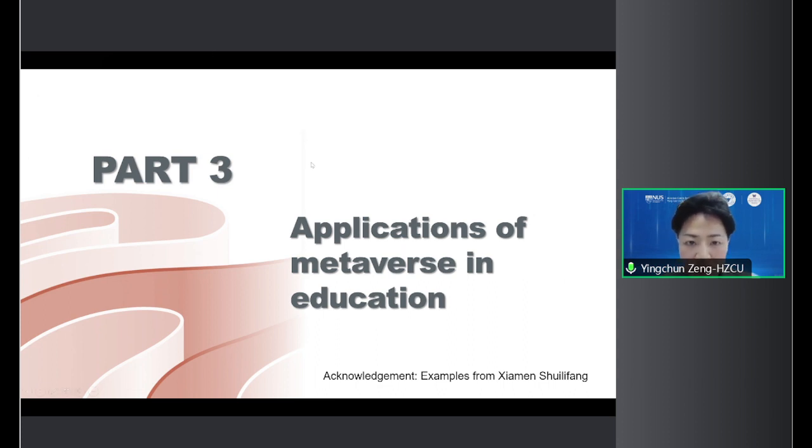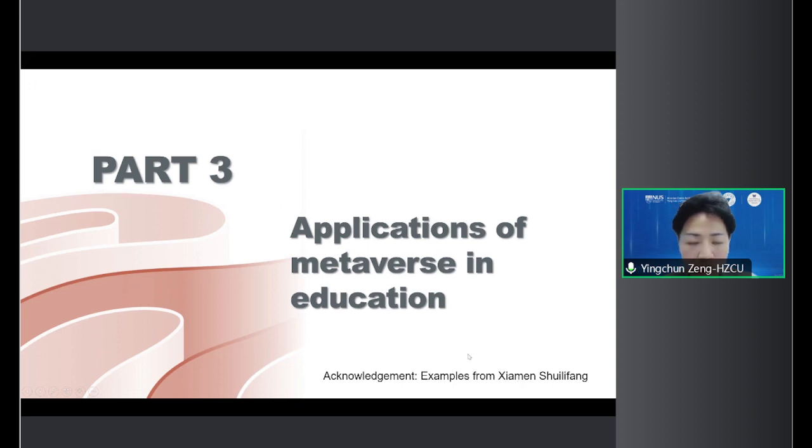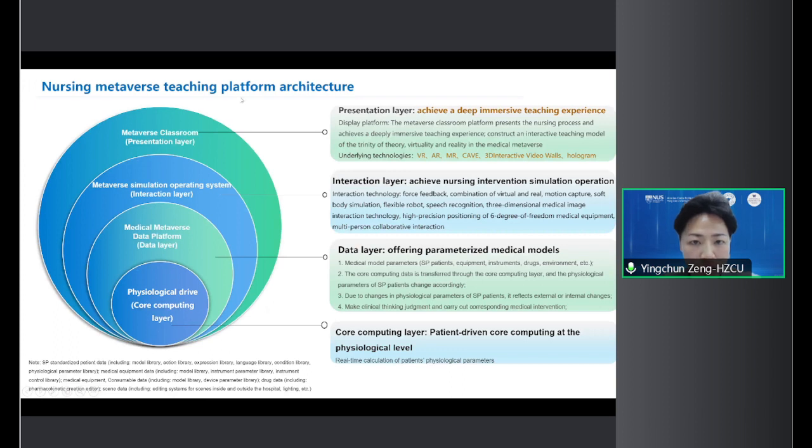So this part is a very new part. I haven't presented it elsewhere. So how to apply these methods in nursing education. This example is from a technology company in Shenzhen. For the nursing methods teaching platform, we have 4 layers. From the bottom is the core computing layer, and the second layer is the data layer. The third layer is the interaction layer, and the top layer is the presentation layer.